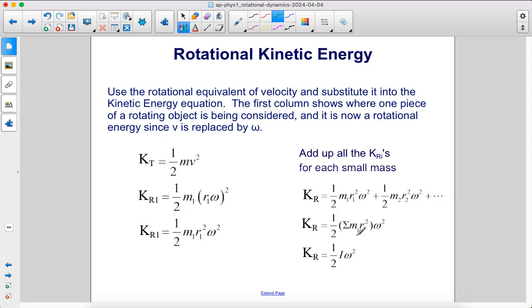And what do we get? We get a summation of the m r squared for each piece of the mass, each piece of the object. And what is this? By definition, this is moment of inertia, right? The summation of m r squared of every piece of that object is the moment of inertia. So we get our new equation for rotational kinetic energy, 1/2 I omega squared.